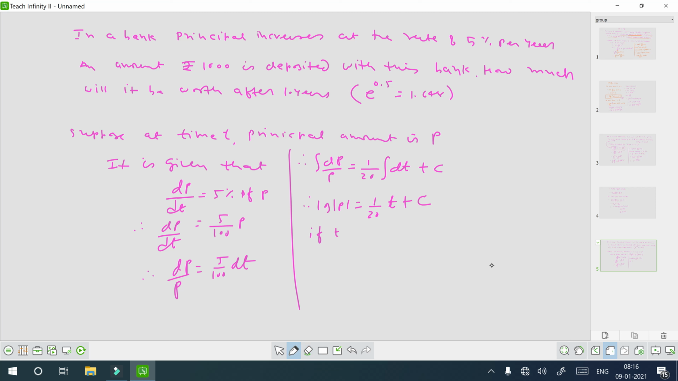If t is equal to 0, then P is equal to 1000 rupees invested initially. The log magnitude of 1000 is equal to 1/20 t plus c. T we have to consider as 0. So c is equal to log magnitude, that means log 1000 base e. Clear?